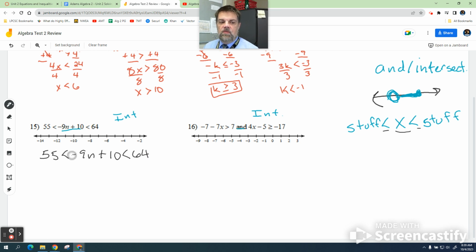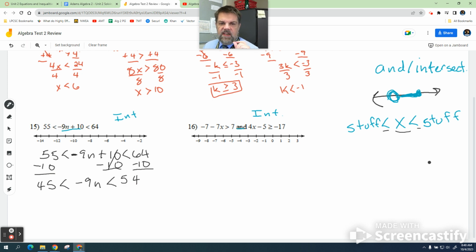So normally, what would we move away from the n? The 10, right? How would I do that? I would subtract 10 here, but whatever I do on one side, I'd have to do on the other sides too. That's kind of cool. So over here I get 45 is less than, these cancel, negative 9n less than positive 54, right? Is that right?